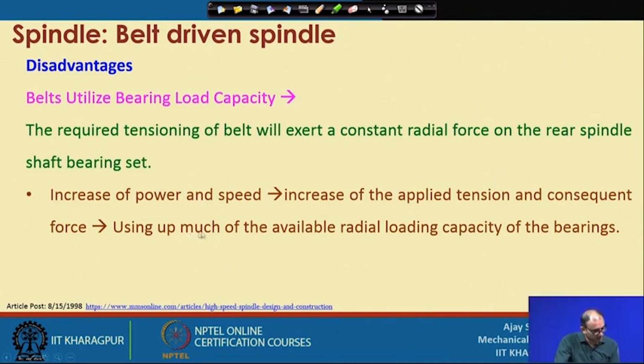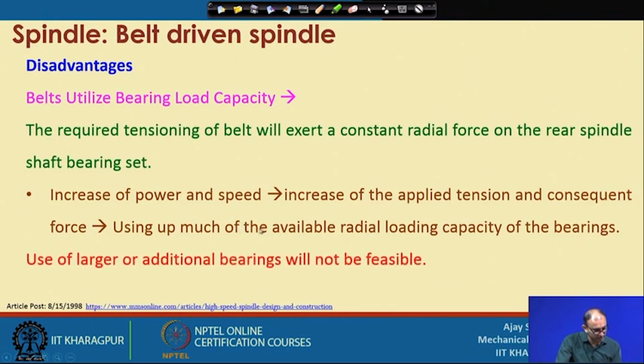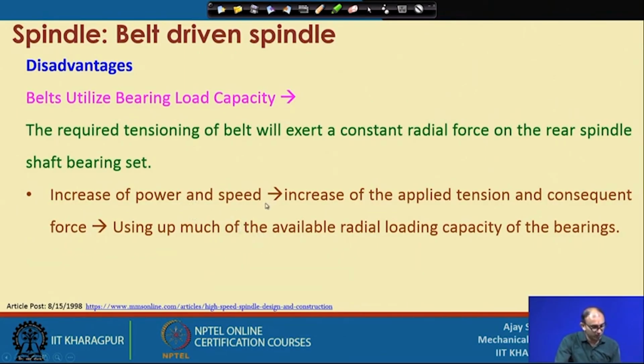So, it uses up much of the available radial loading capacity of the bearing, because bearings are designed for a radial force and a thrust force. If you maintain the loading within capacity, then there is no problem, but if you are tightening continuously to extract more power and speed, then most of the radial load carrying capacity will be completely consumed by this tensioning only. If you continue further, there is likely to be a failure in the bearing, or it will not behave as a routine object.